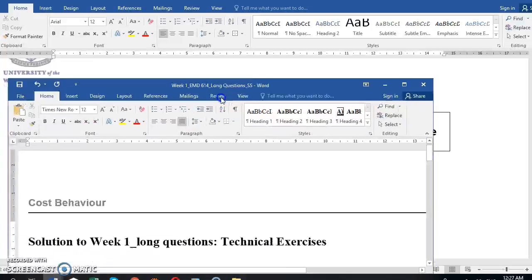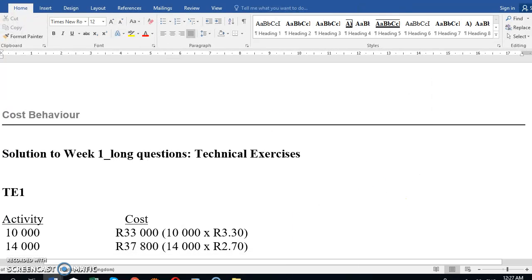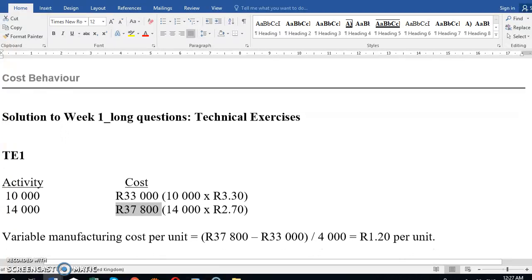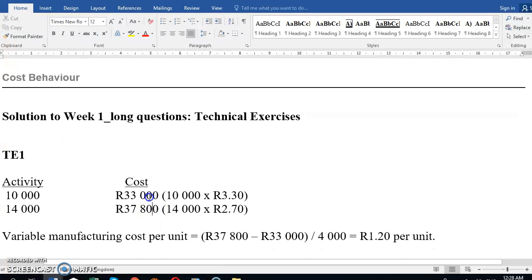At 10,000 units, your total cost is 10,000 times 330, which is 3,300,000. At 14,000 units, it's 14,000 times 270, which is 3,780,000. Now we apply the high-low: the difference in cost, so 3,780,000 minus 3,300,000, over the difference in activity, so 14,000 minus 10,000, which is 4,000. That effectively gives us 120 per unit, which is the variable manufacturing overhead per unit.